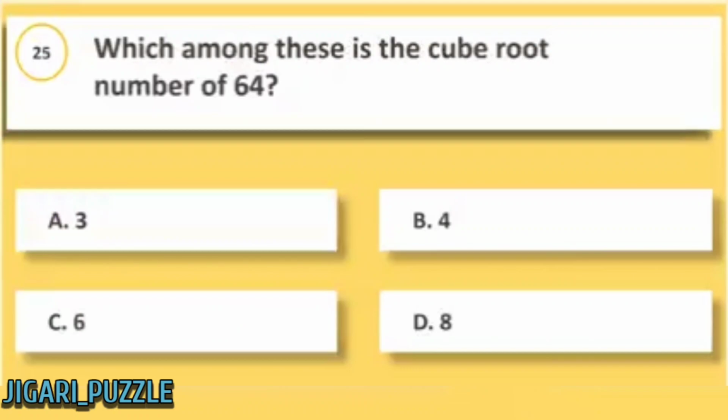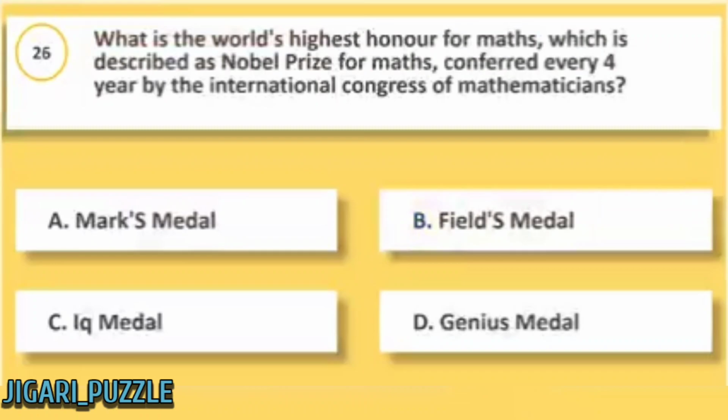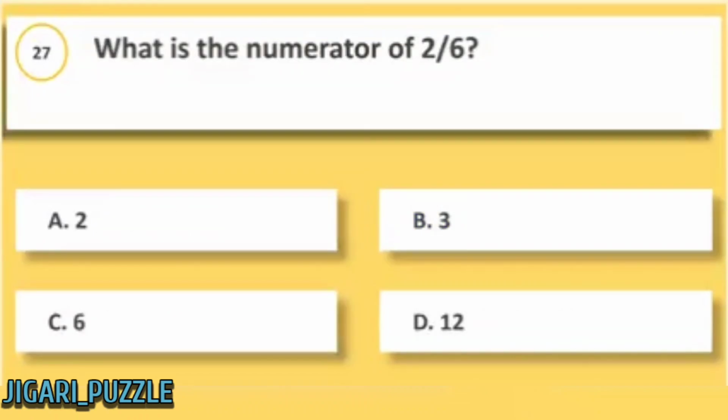Which among these is the cube root of 64? 4. What is the world's highest honor for maths, described as the Nobel Prize for Maths, conferred every 4 years by the International Congress of Mathematicians? Fields Medal. What is the numerator of second June? 2.